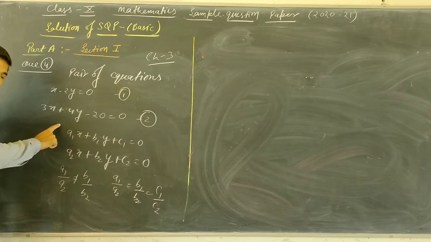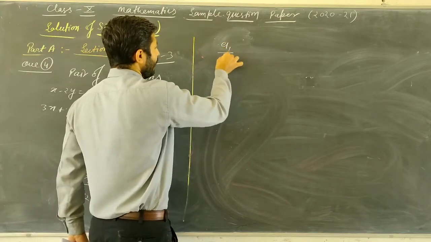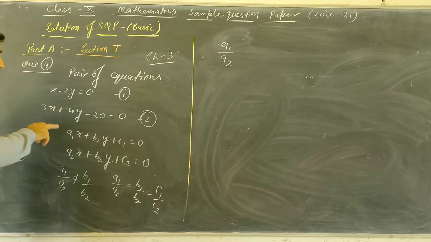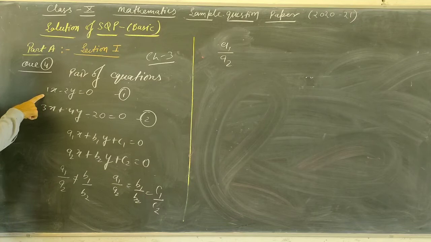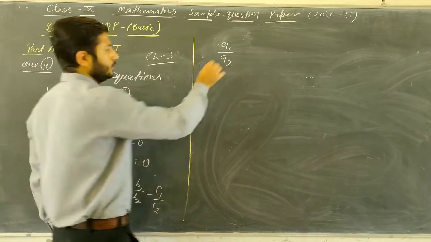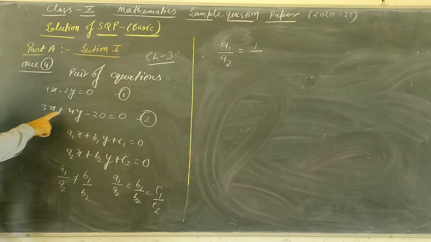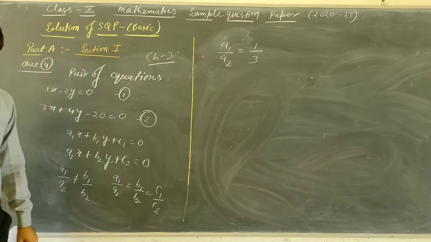For this particular solution, when you compare the ratio of the coefficients, meaning the coefficients of the variables, what will come here? The coefficient of x here is 1. Nothing is multiplied, that's why you write 1. So the value of a1 is 1, and a2, the multiple of x in the second equation, is 3. Then 1 upon 3. a1 upon a2 is equal to 1 upon 3.